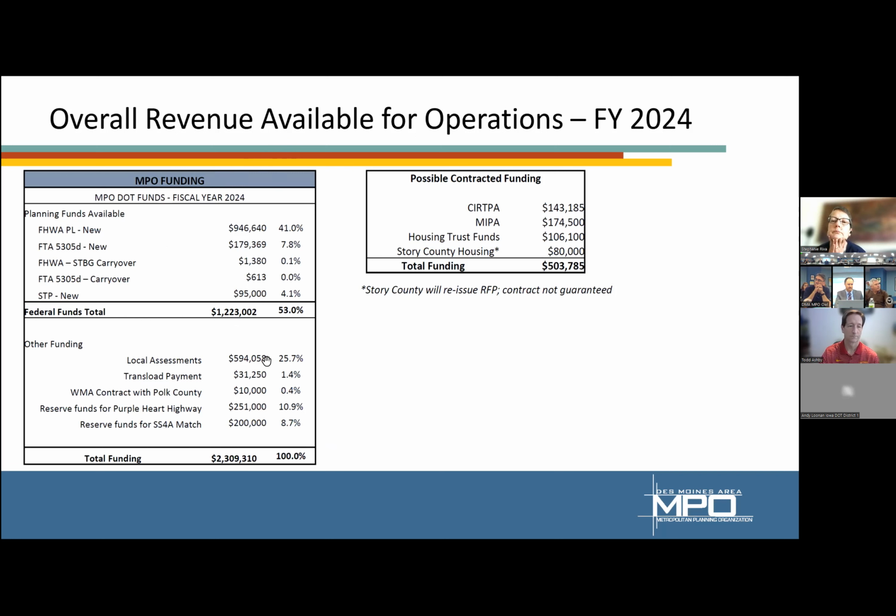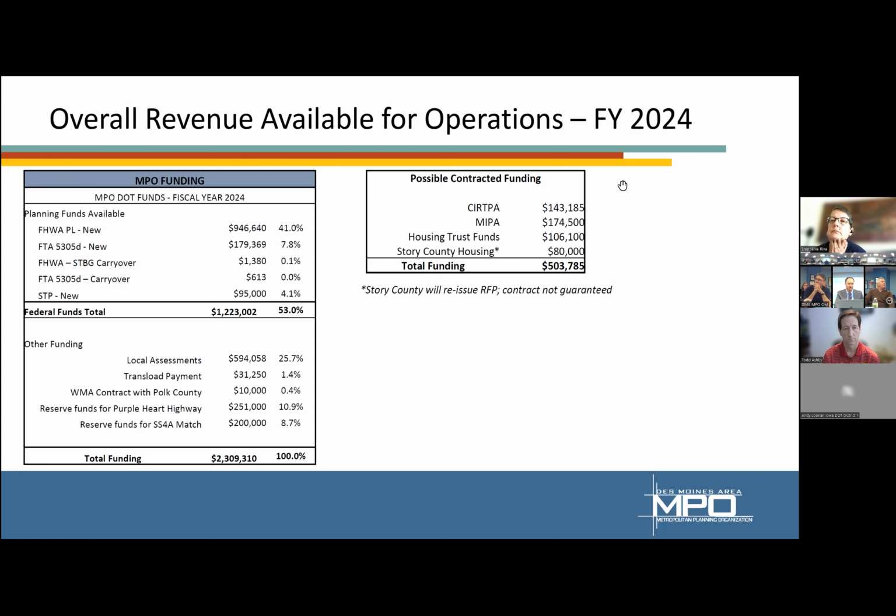And then we have the assessments from our local communities. We are receiving repayment for the Transload project now. That'll continue for a few years. So that's in there. The $10,000 contract in Polk County for watershed management that Tom Hawkinsmith mentioned earlier, that's in there. And then there's 2 pulls from reserve funds to pay for those 2 projects that I covered earlier. So those kind of cancel each other out.